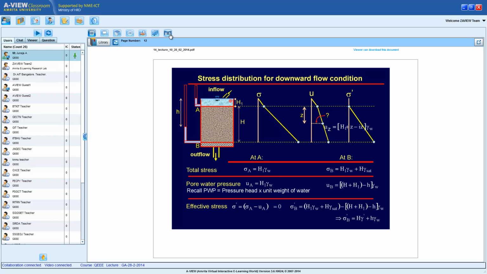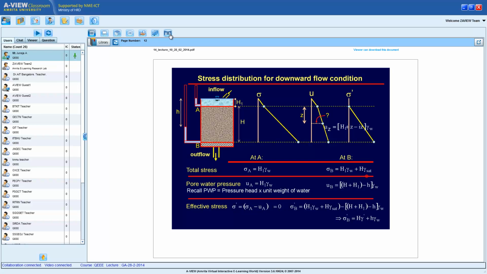Okay, it's H1 times the unit weight of water, that's H1 gamma W. What about B? B is the total weight, the weight of the overburden. So it's H1 times gamma W, that's this over there, plus H times gamma saturated. So this level over there is H1 gamma W plus H times gamma saturated. Okay, so this is straightforward.